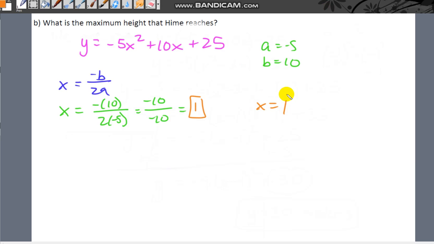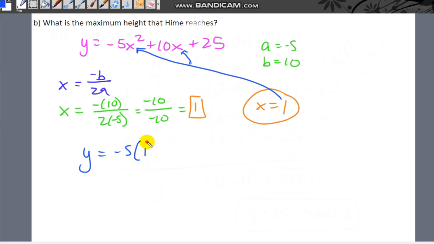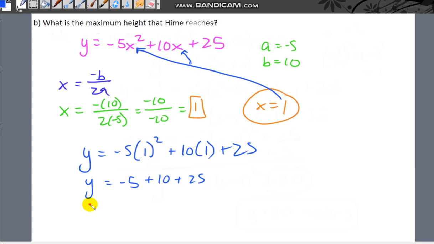Isn't that so cool? So in order to find our y, you might be thinking, well, how do we get our y? Simple. All you do is plug it back in. You can plug it back into here and here, and that's how you can find your y value. So y equals negative 5 times 1 squared plus 10 times 1 plus 25. So 1 times 1 is 1, and negative 5 times 1 is negative 5. Plus 10 times 1 is 10, plus 25. And then y equals, negative 5 plus 10 is 5.